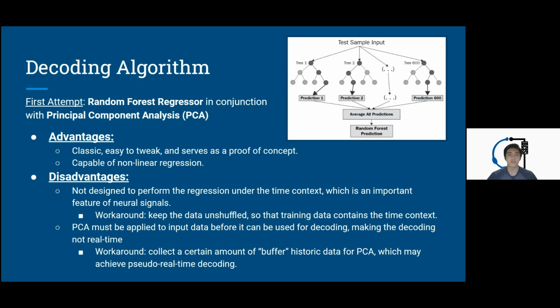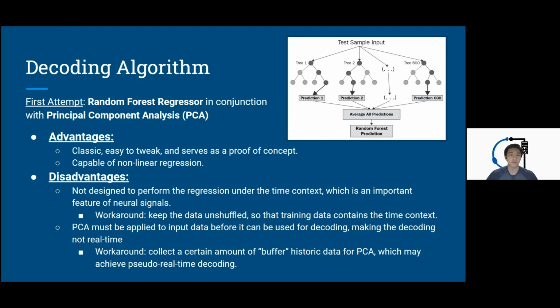Furthermore, PCA cannot be performed on any particular data point, but rather a data set, which means that it cannot be applied to real-time data points. To mitigate these drawbacks, we considered 2 corresponding solutions. With regards to the time context, we decided to not shuffle the training data so that the training and testing sets each retain the time context.